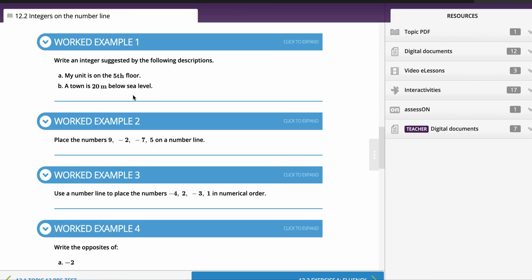Okay, let's do some examples. So the first example that we're going to do, I'm just going here to your textbook. It says, write an integer suggested by the following descriptions. So it says, my unit is on the 5th floor. And then it says, a town is 20 meters below sea level. So we're going to do A.